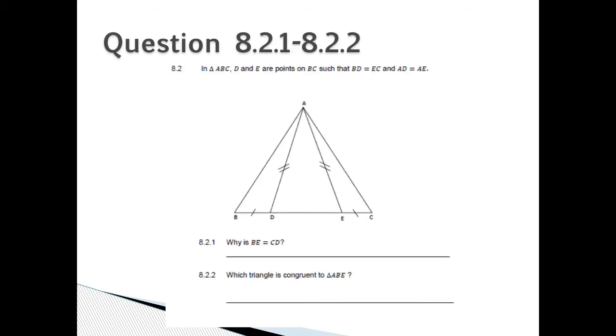In triangle ABC, D and E are points on BC such that BD is equal to EC and AD is equal to AE. 8.2.1, why is BE equal to CD? And 8.2.2, which triangle is congruent to triangle ABE? Because BD plus DE is equal to CE plus DE, we can therefore see that BE is equal to CD. And the triangle that is congruent is ACD, congruent to ABE because of side, angle, side.